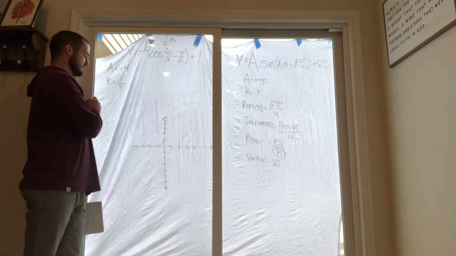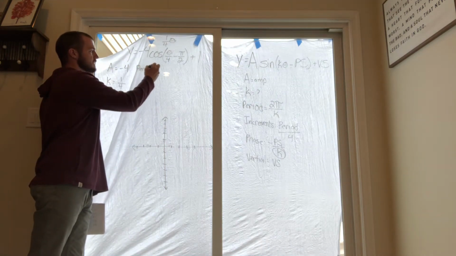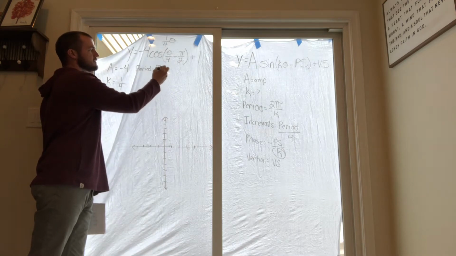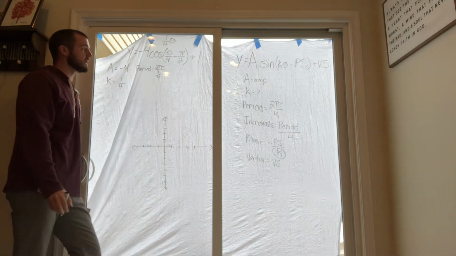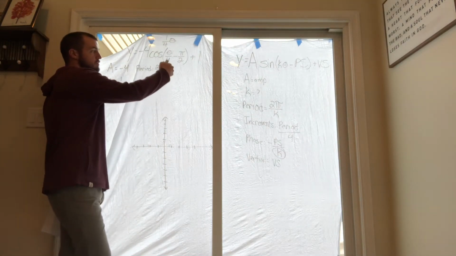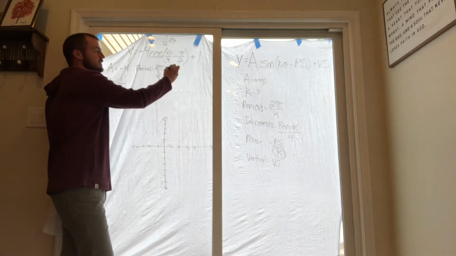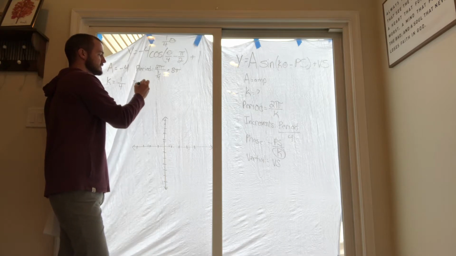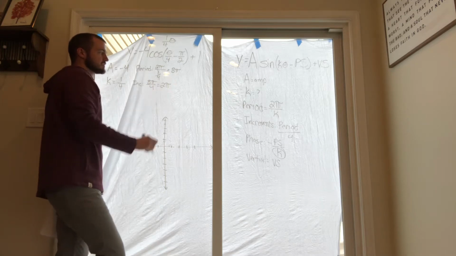Okay? Your period is going to be 2 pi divided by 1/4. Right? 2 pi divided by 1/4, or you're multiplying by the reciprocal, so it would be 2 pi times 4 over 1, which would give you 8 pi. Okay, your increments, you're then going to take that 8 pi divided by 4 to get 2 pi.